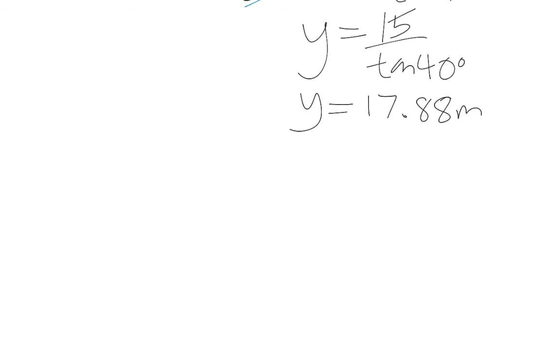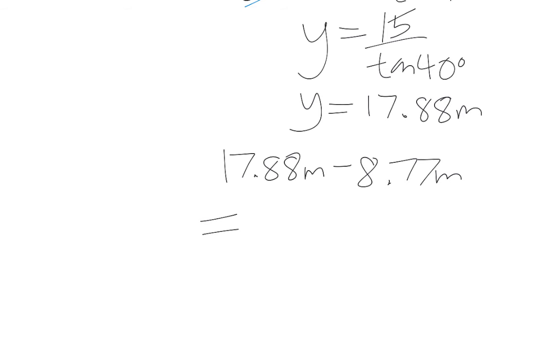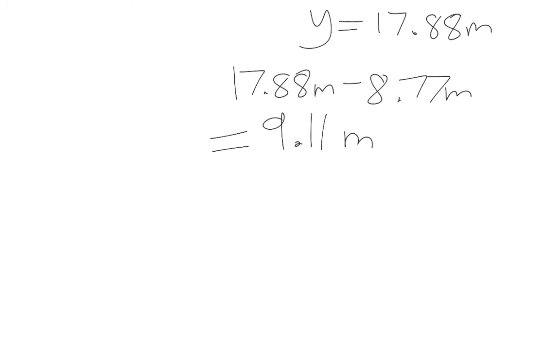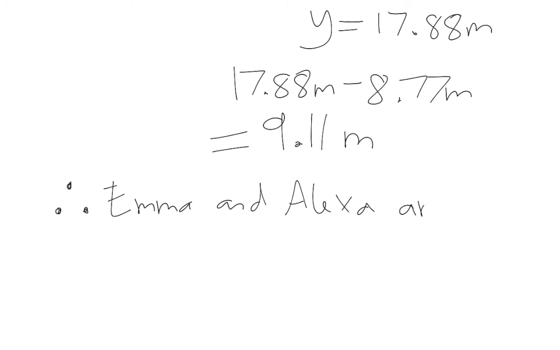So you can just say 17.88 meters, subtract 8.77 meters. Just punch that into your calculator. And you're going to get approximately 9.11 meters. And before we finish up, let's write a concluding statement. Say, therefore, Emma and Alexa are 9.11 meters apart.